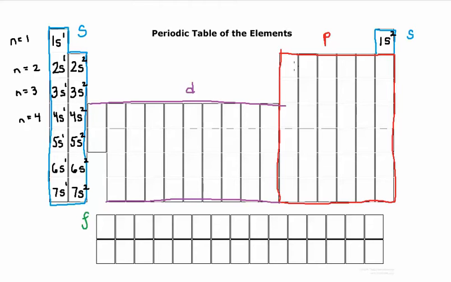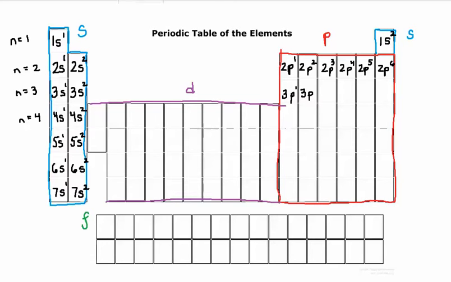Now I'm going to move over to P. When I start here, notice there is no 1p. You start with 2 because I'm in the second principal energy level. So it's going to be 2p. Well, this is my first electron in that subshell. So 2p1, and this will be 2p2, 2p3, 2p4, 2p5, and finally 2p6. In the next energy level, 3p1, 3p2, etc. So keep doing that and fill in the rest of this.